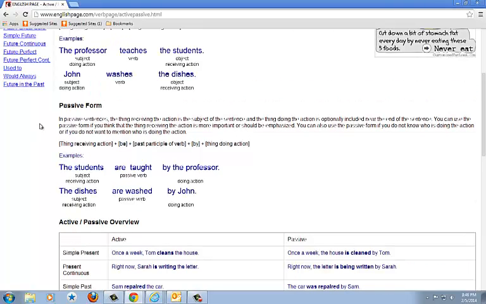If we go back up, you can see the professor teaches the students. The students are taught by the professor. These two sentences are the same. This is active and this is passive. John washes the dishes. The dishes are washed by John. Again, these two sentences are the same. This one is active and this one is passive.